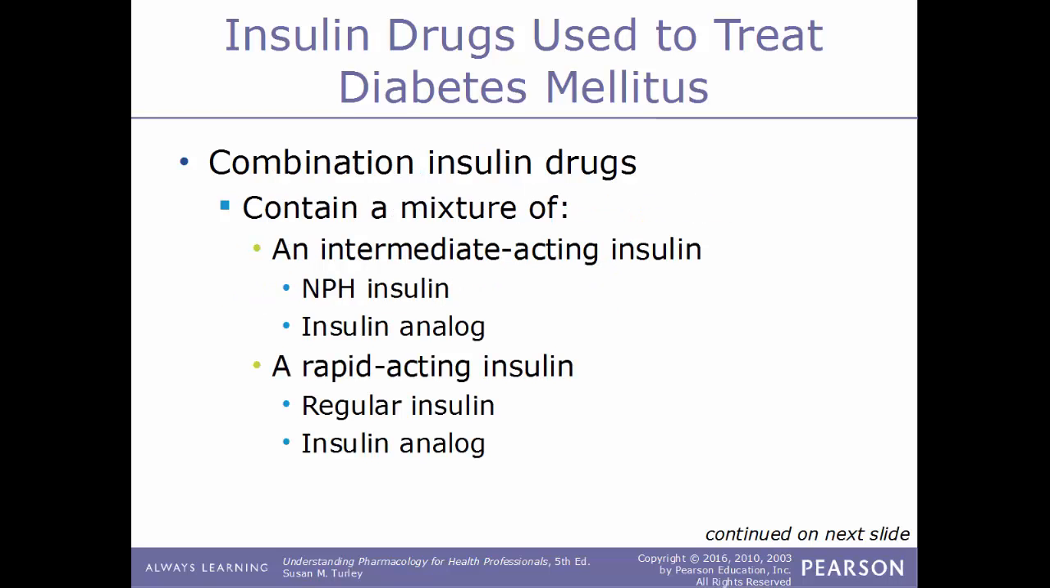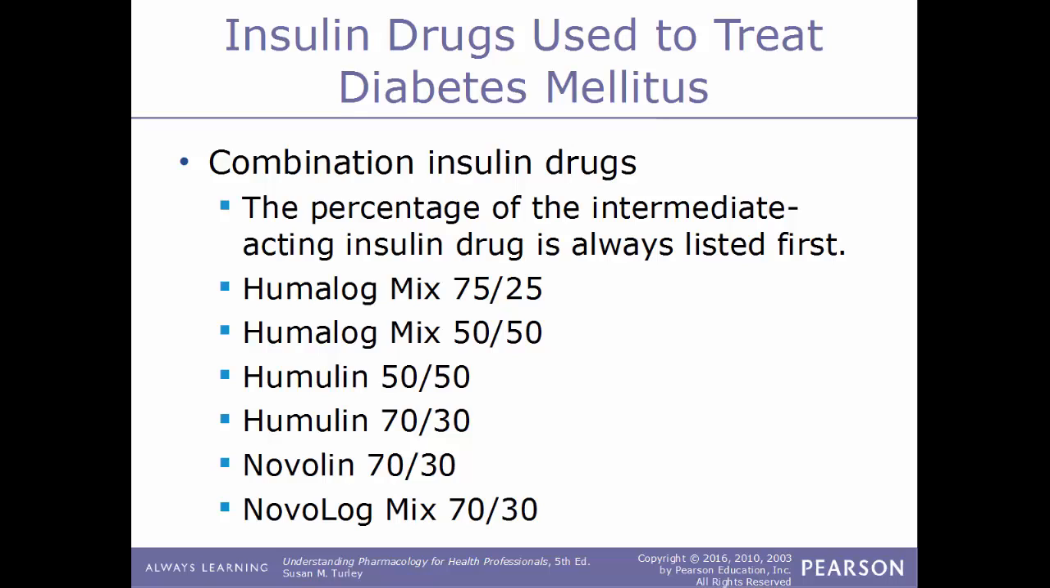You can also have combination insulin drugs. These may contain a mixture of intermediate-acting insulin drugs, such as NPH insulin or an insulin analog, or it could be a rapid-acting insulin, such as regular insulin or an insulin analog. And when it comes to the combination insulin drugs, the percentage of the intermediate-acting insulin drug is always listed first.